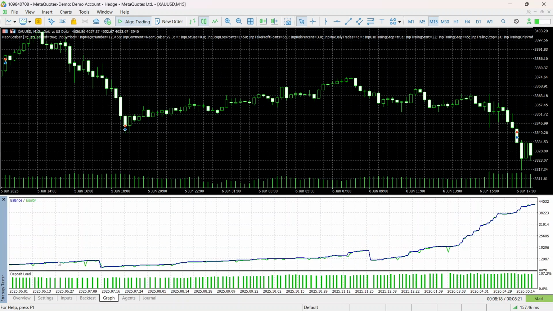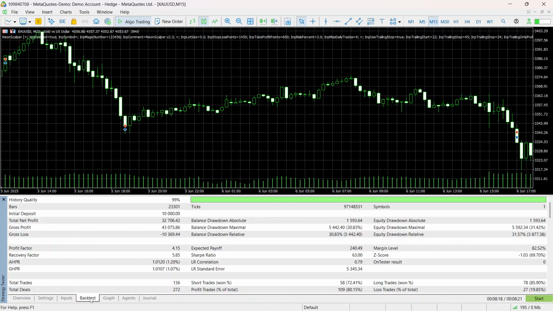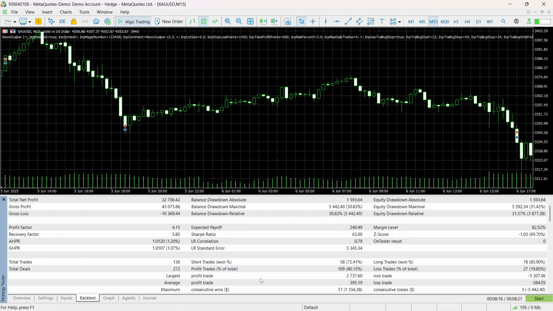Now the equity curve. It shows a generally rising line with a couple of noticeable dips like here. Overall, the biggest one took it down about $5,500 at the beginning before recovering. Expected payoff per trade was around $240.